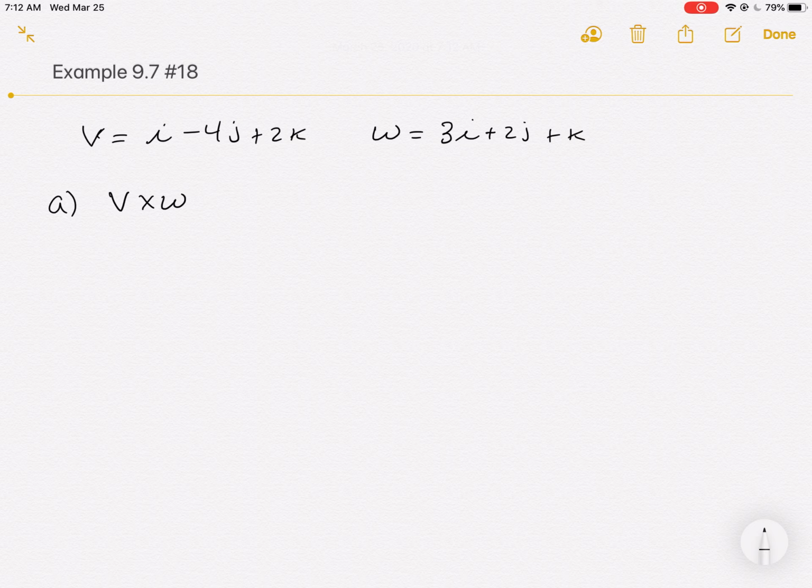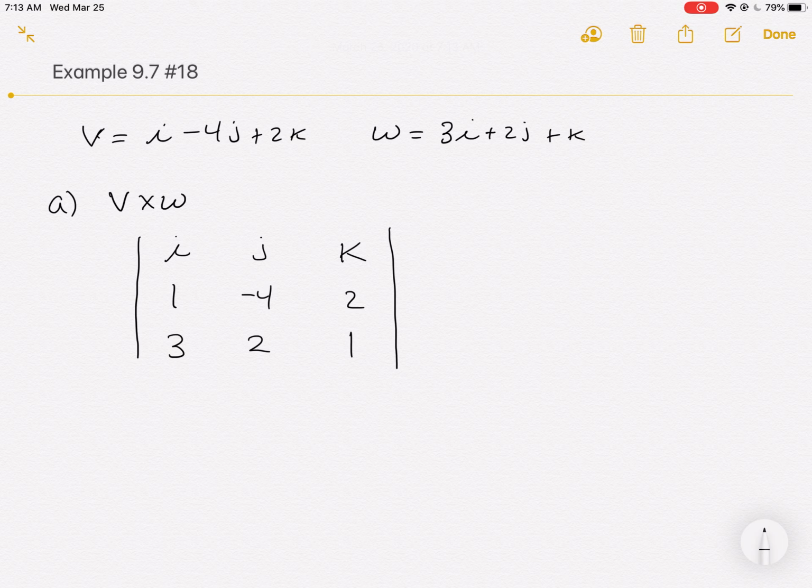And here's how you do the cross product. The way that you organize the cross product is you put in the vectors that you know you're going to need for this new vector. So remember, the cross product gives you a vector. And so you're going to put the vector i, the vector j, the vector k, and then you're going to put in a very specific order. v needs to come first. So v is 1, negative 4, 2, and w is 3, 2, 1.